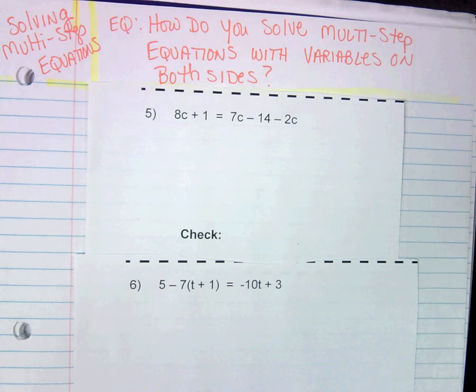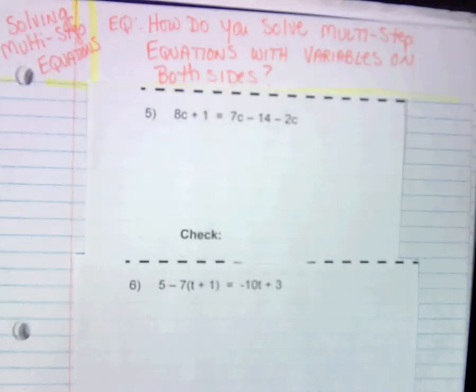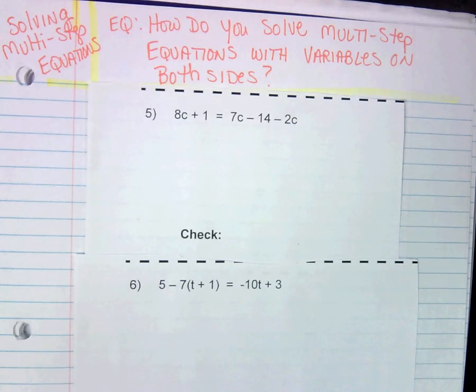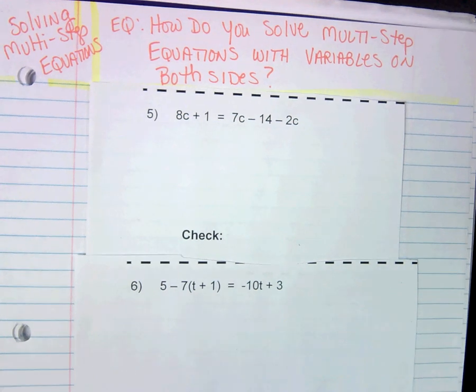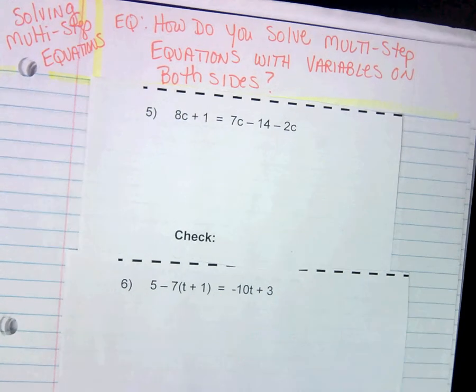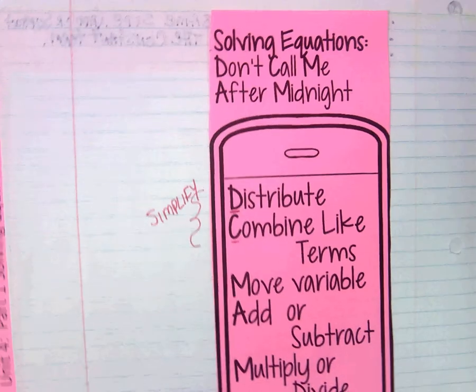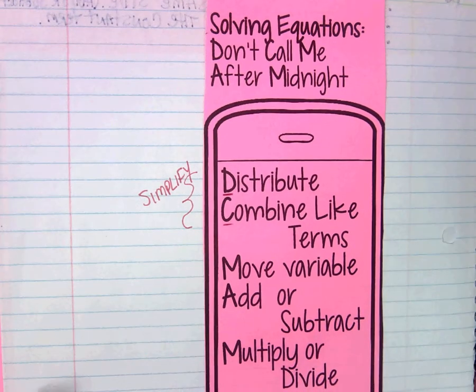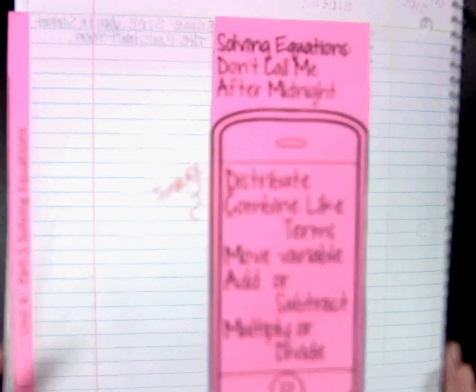This lesson today is on solving multi-step equations with variables on both sides. Our essential question is, how do you solve multi-step equations with variables on both sides? Please make sure that your notebook is set up. Pause the video if you need to. I also gave you a little handout to help you remember the steps in solving a multi-step equation.